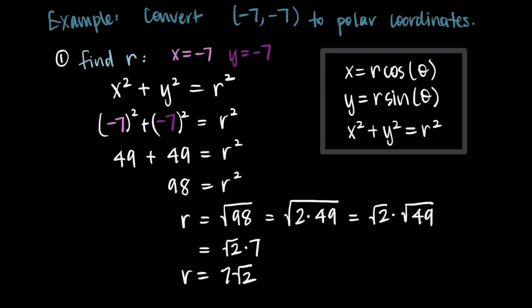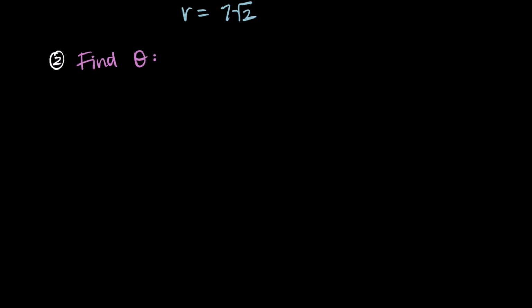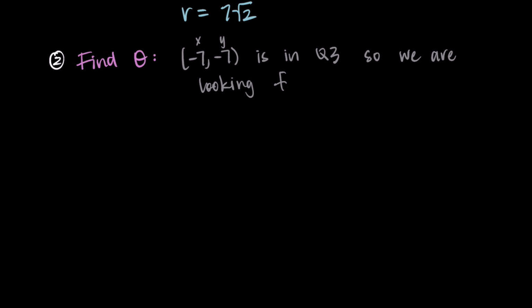To me, this seems a lot more manageable than the square root of 98, and I like having a square root of 2 because that reminds me of some of the things on my unit circle. We see square root of 2 a lot on our unit circle angles. So, okay, we found our r, and now we need to find theta. So my point, (-7, -7), is an xy pair, and if I think about going to the left by 7 and then down by 7, this is in quadrant 3, which tells me that we're looking for an angle theta that's also in quadrant 3. So I'm just keeping this in mind as I'm working through this math.